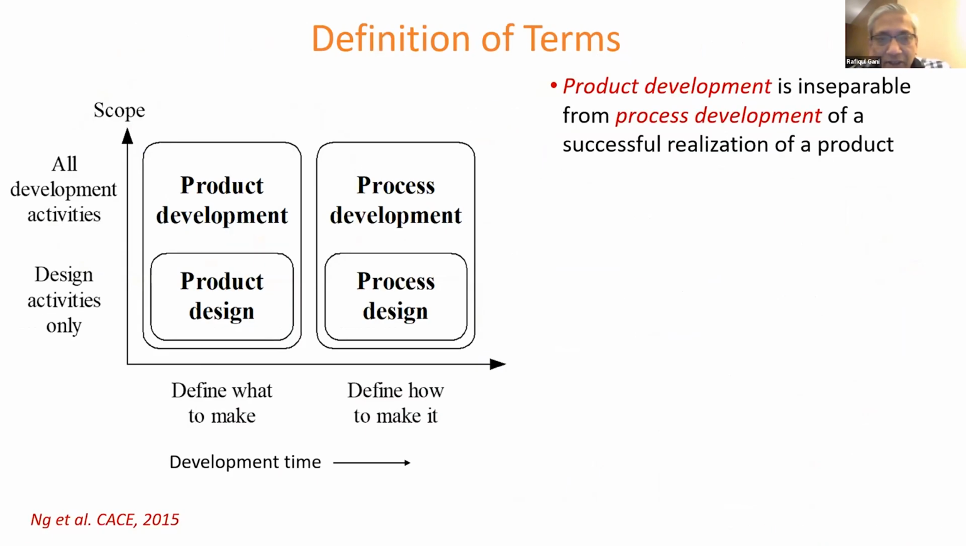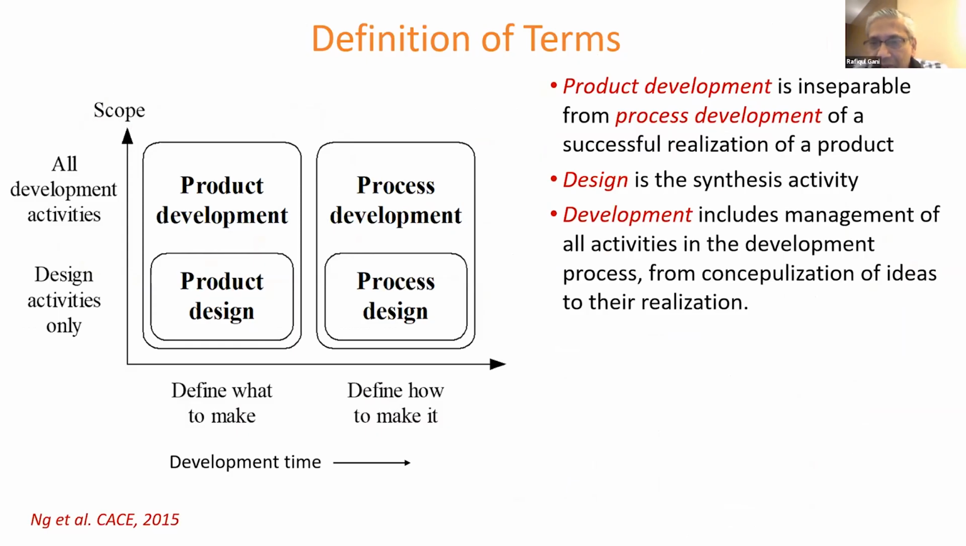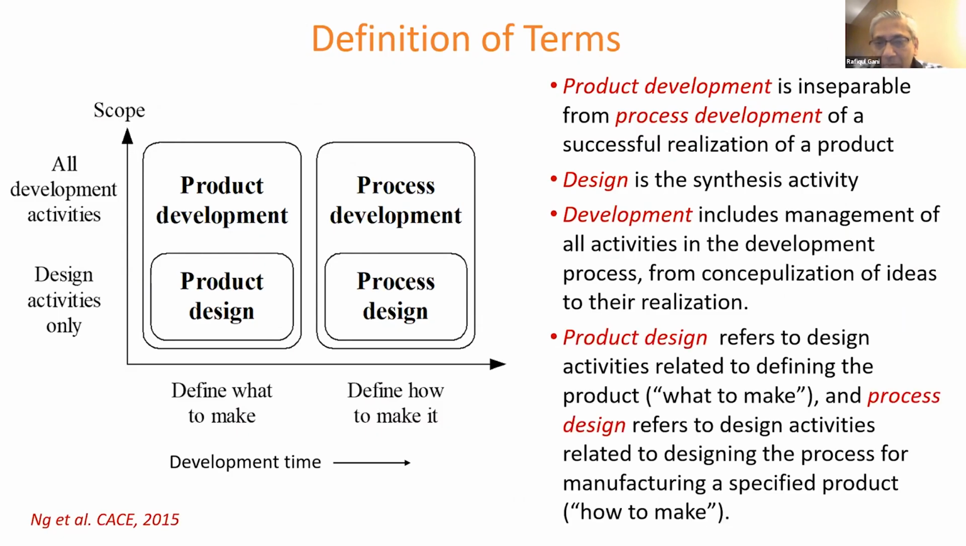From the figure on the left-hand side, it is clear that product development is inseparable from process development for a successful realization of a product. Let me also define what I mean. Design is a synthesis activity. Development includes management of all activities in the development process, from conceptualization of ideas to their realization. Product design refers to the design activities related to defining the product, that is, what to make. Process design refers to design activities related to designing the process for manufacturing a specified product, that is, how to make.